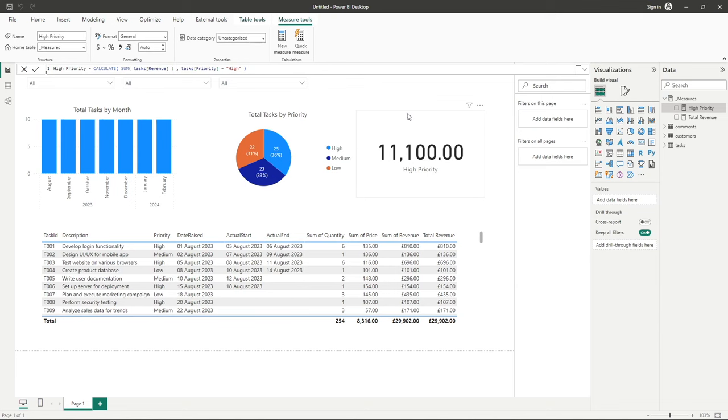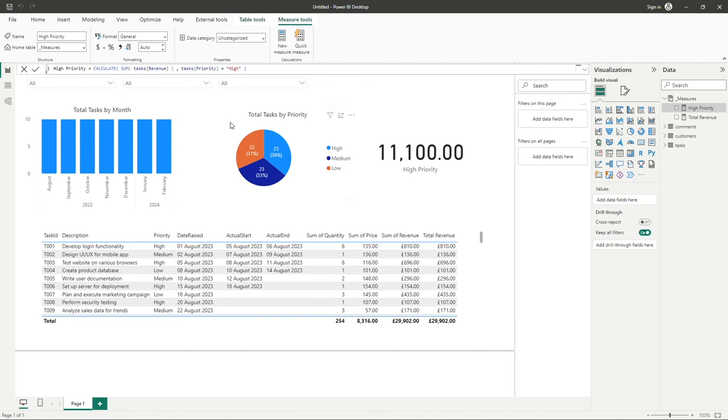So in the previous video, we created the calculate measure that we're now looking at on the screen. And you can see it gave us the total revenue for all tasks that had a priority of high. However, this works of course if you only have one of those priorities you wish to summarize by. But let's say you had two or more and you wanted to actually get the total revenue for all tasks if they had a priority of high or medium.